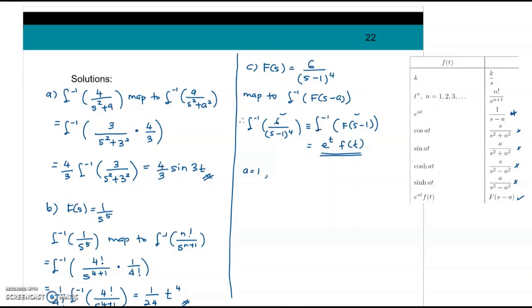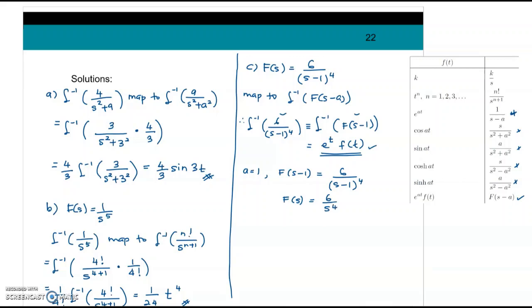Okay, and F(s minus 1) is 6 over (s minus 1) to the power of 4. So what we want to have is f(t). By the Laplace transform, we know that we can get f(t) if we take the inverse of F(s). Okay, so you have F(s minus 1), but you only want F(s). So it means you cover up the negative 1 here. At the right hand side, you also remove the minus 1. So F(s) is 6 over s to the power of 4 only.